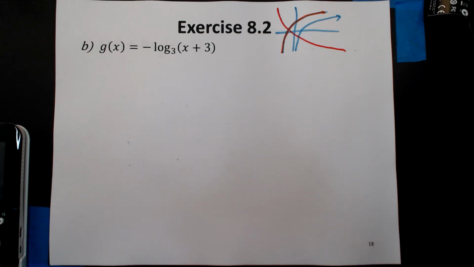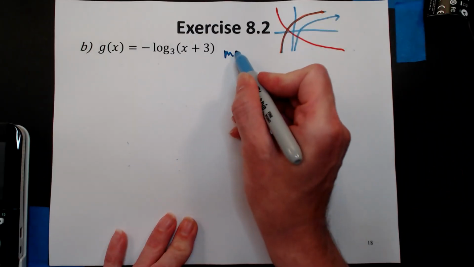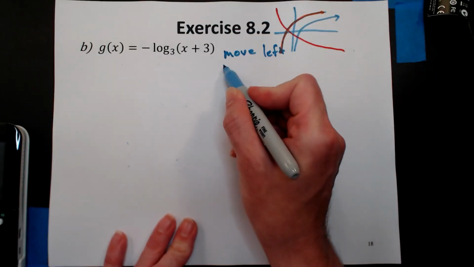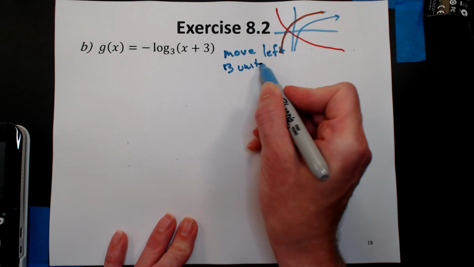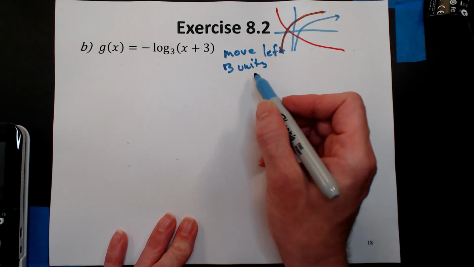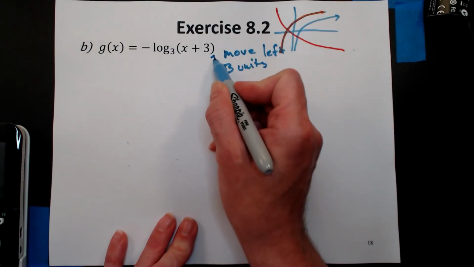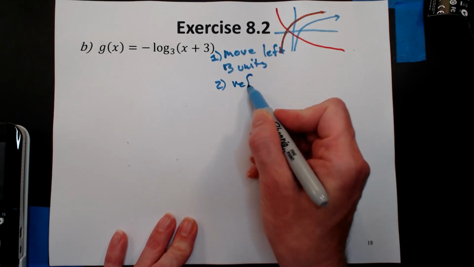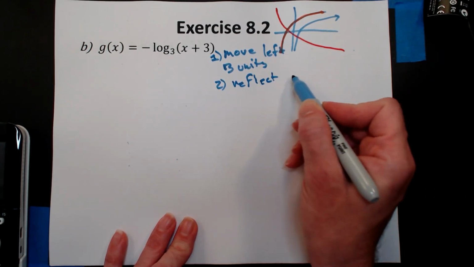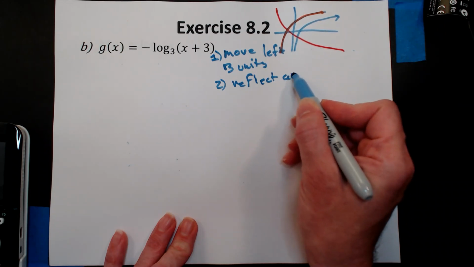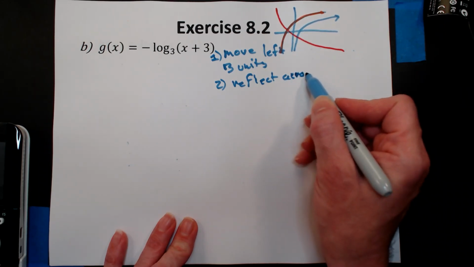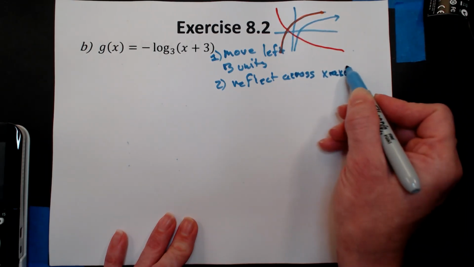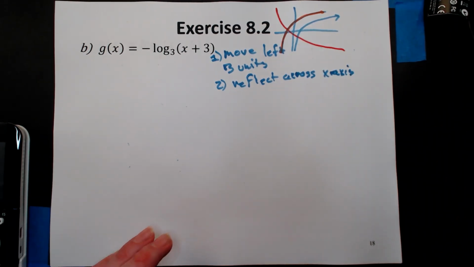So let's keep track of the things that we're going to do. We're going to move left 3 units. That's our first transformation, and our second transformation is going to be reflect across the x-axis.